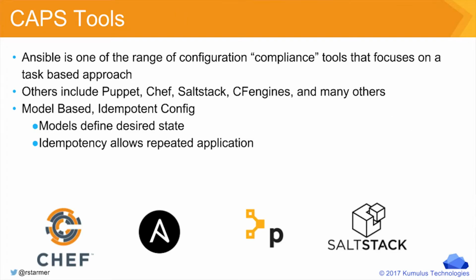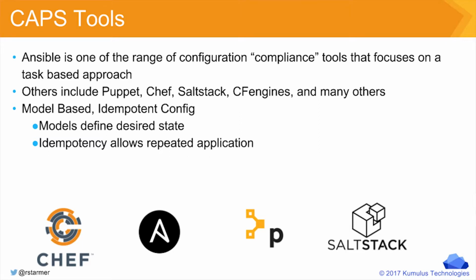So CAPS tools. CAPS is Chef, Ansible, Puppet, Salt, and I'm sure there are plenty of others as well. CF engines. I'm sure somebody will come up with one that I haven't thought of in a while. But these are the tools that people are talking about today that are idempotent, state-based configuration tools. The idea is that you define the state that you want to get the system to, and the tool will get you there, and then will keep you there. Some of them are run as agents, so they're basically constantly trying to keep your system in check. Ansible is one that often you run at a task basis.